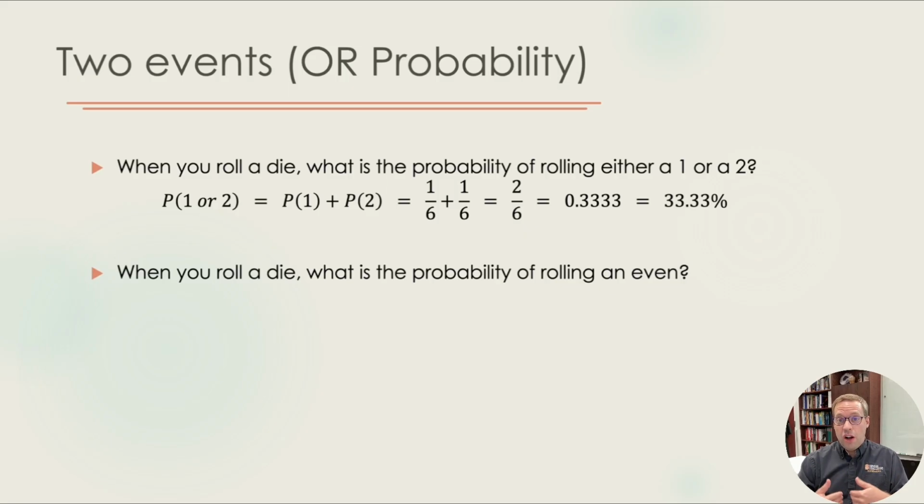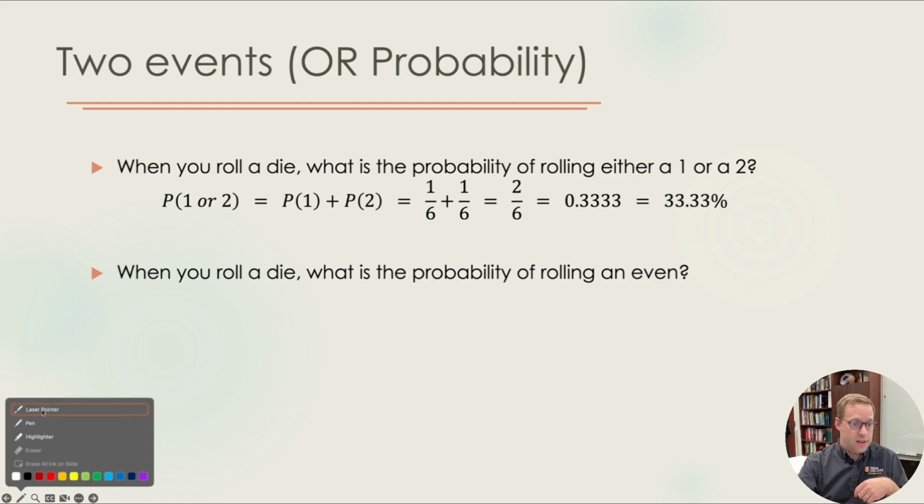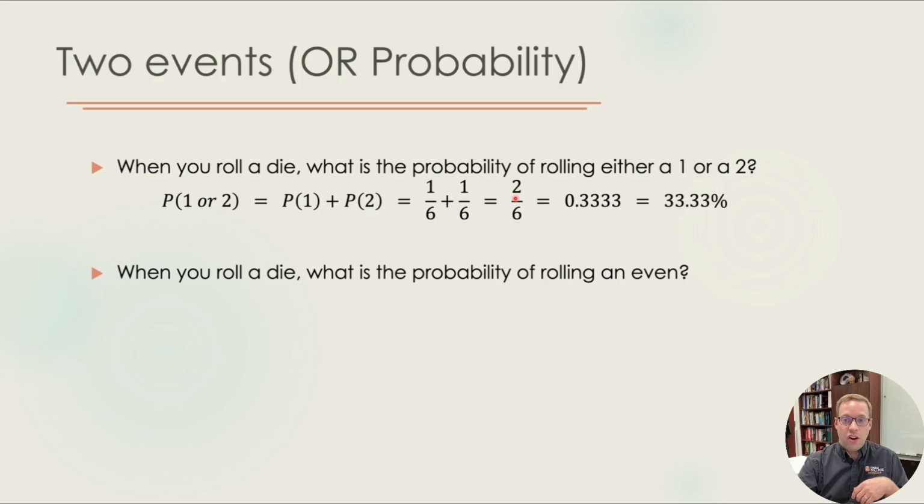If you recall, when we first did this problem, we said there are two ways we can get successes: rolling a 1 or rolling a 2. Two successes. And that's what we have right here. Let me grab my laser pointer. There we go. There are our two successes out of our 6 total number of outcomes. Okay, so the or probability just helps that happen naturally.